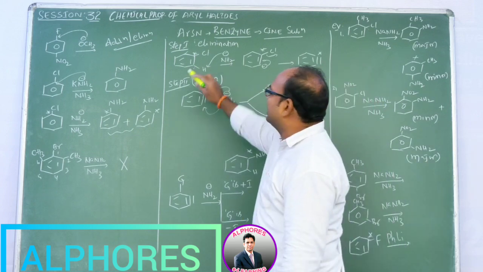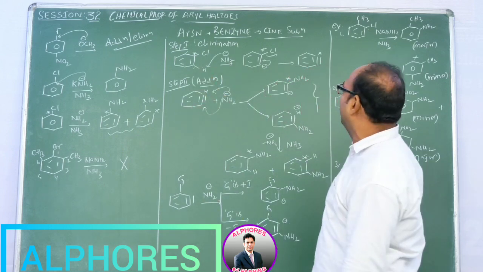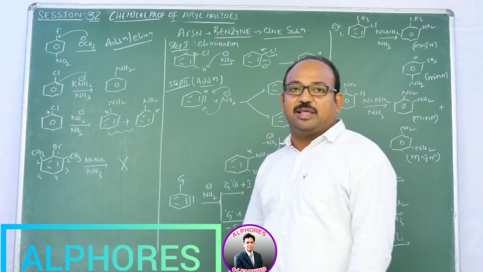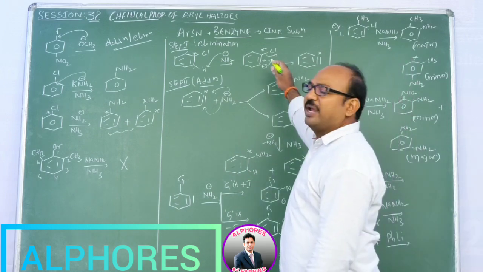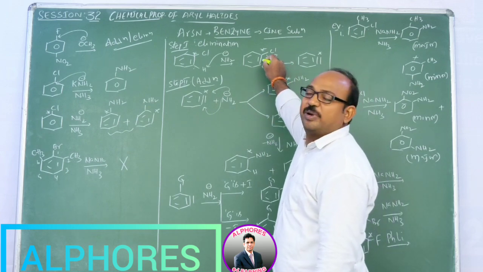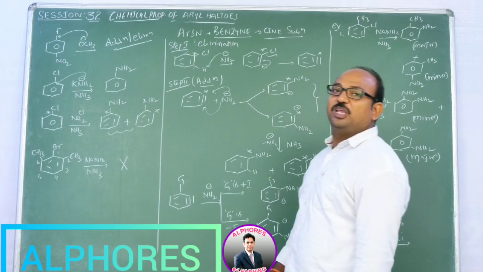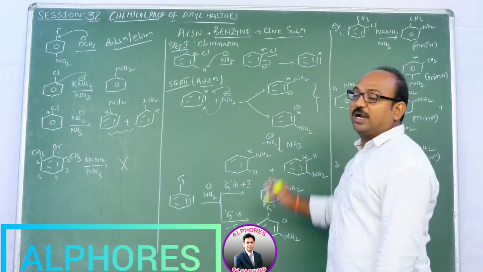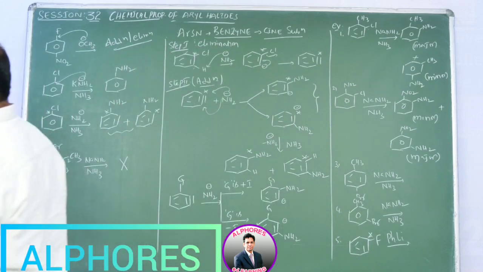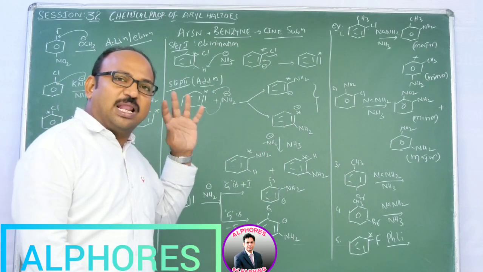Now when NH2 minus abstracts that proton, H plus, it leaves a carbanion. And obviously this carbanion is highly unstable. Immediately that negative charge will go to the next carbon and the leaving group has to depart. Now we are getting what we call benzyne. So benzyne, if you observe its structure, looks like a benzene.